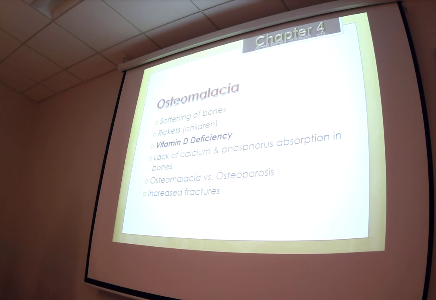It also leads to rickets, or it's termed rickets if it's in children. As an adult, they'll call it osteomalacia. If it's in children, they'll call it rickets. There's slight differences between children and adults, but we'll talk about rickets a little bit later on.